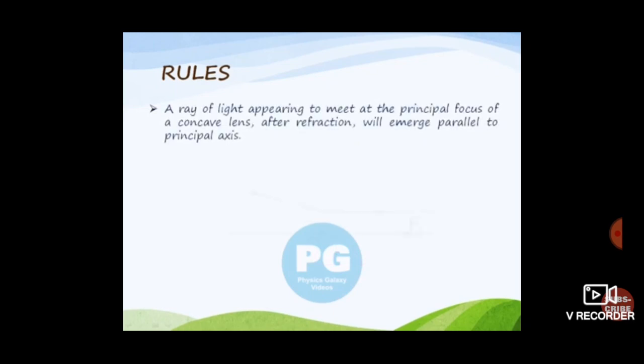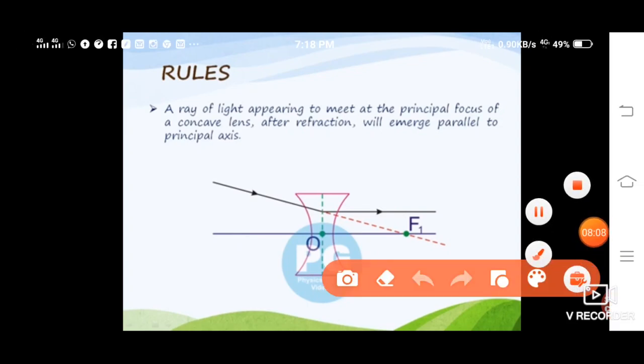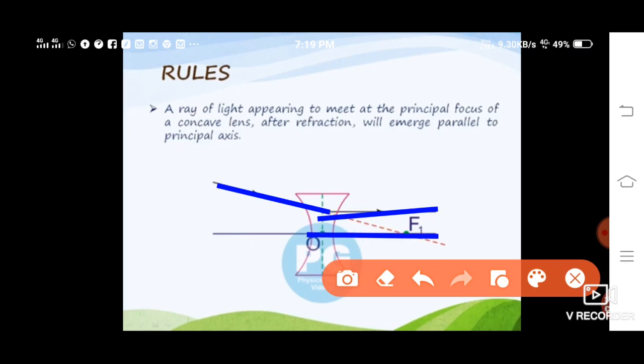A ray of light, appearing to meet at the principal focus of a concave lens, after refraction will emerge parallel to the principal axis. This we have already seen. You can see here this ray, after refraction, is passing parallel. This is the principal axis. You can see this is parallel, isn't it? The refracted ray is coming out parallel to the principal axis.